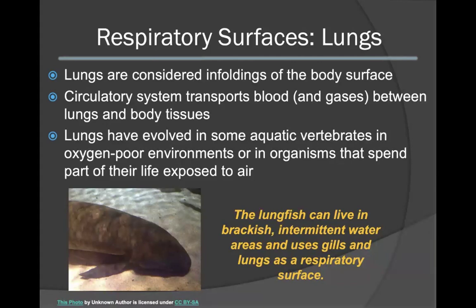Lungs have evolved in some aquatic vertebrates in oxygen-poor environments, or in organisms that spend part of their life exposed to air, which is typical in brackish intermittent water areas. The lungfish, for example, that lives in these brackish waters, uses both gills and lungs as a respiratory surface.